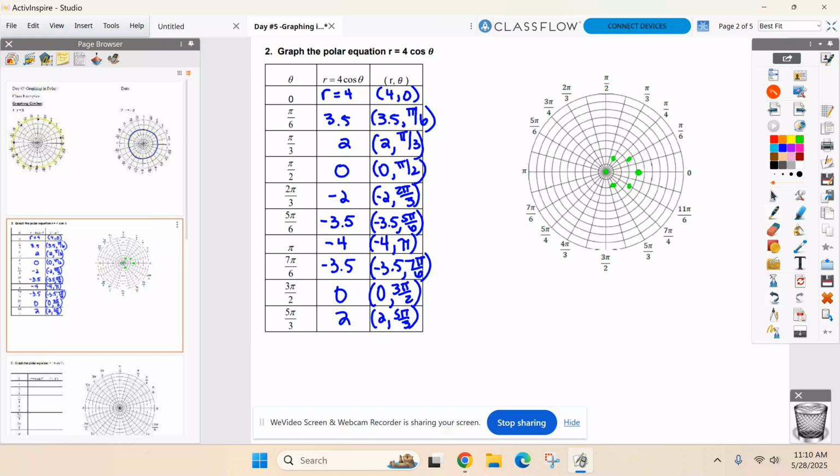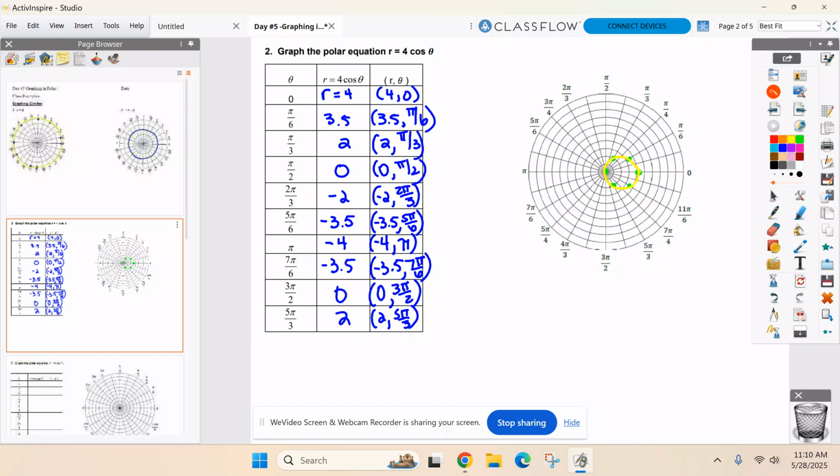Okay. -3.5, 7 pi over 6. What do you notice? Same point again. I'm starting to repeat now. 0, already graphed it. And then 2, 5 pi over 3. Where's 5 pi over 3? Right here. 2, up, already graphed it. And then, yes, some of you guys are figuring it out already. Circle. It's a circle. Yep, right.